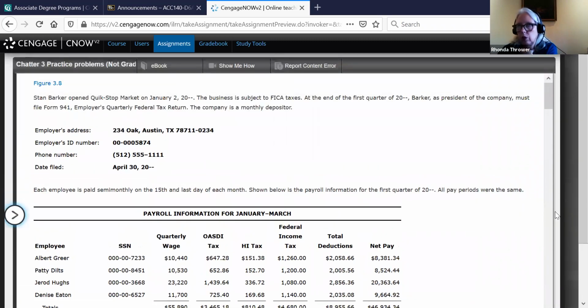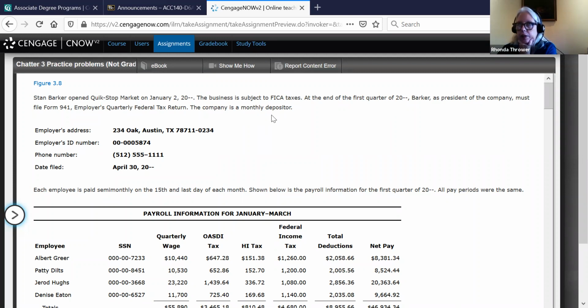And you'll notice that on this problem, this is a different problem altogether. So we're going to complete a new 941 form. We're going to be Stan Barker, and we're opening a Quick Stop Market on January the 2nd. The business is subject to FICA taxes. And at the end of the first quarter of 2021, Barker, as president of the company, must file a 941 form, the employer's quarterly federal tax return.